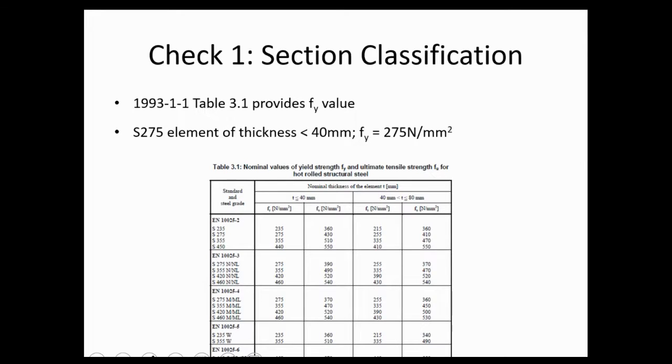We used this table 3.1 to work out what the Fy was. So we had the nominal thickness of the flange, because that's the thickest part of the element, less than 40 millimeters. Therefore, Fy for S275 steel is 275 newtons per millimeter squared. The ultimate strength, if we needed it, is 430 newtons per millimeter squared. If we had a thicker flange, between 40 and 80 millimeters, then we have a reduced yield: instead of 275, it goes down to 255 newtons per millimeter squared, and the ultimate goes from 430 down to 410.